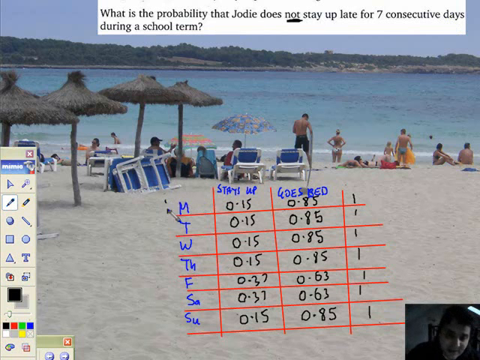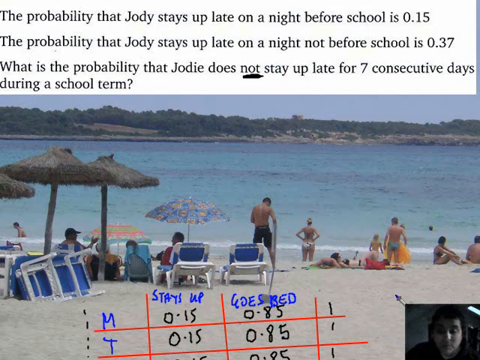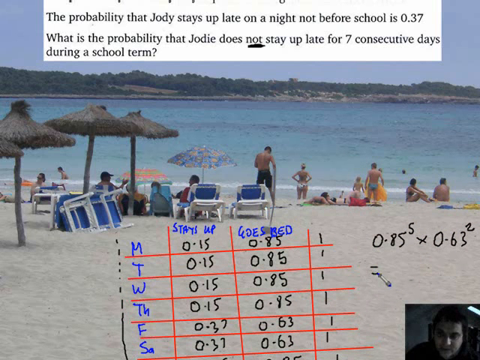Well, these are our 7 consecutive days, all down here. And these are the probabilities about her not staying up late and therefore going to bed. We have to multiply them all. So here I go. I've got 0.85, and I've got 1, 2, 3, 4, 5 of these, to the power of 5, multiplied by 0.63. And I've got 2 of these, that's power of 2. I want to write this all out 5 times, and then this twice, I haven't got a lot of space for that. Let's go straight to the answer.